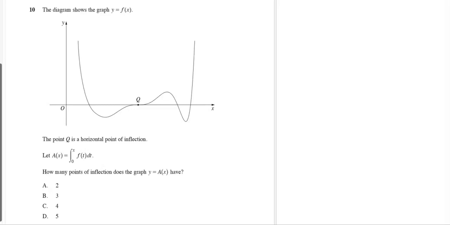The diagram shows the graph y equals f of x, as shown. We're told that the point Q is a horizontal point of inflection. Let A of x be the definite integral from 0 to x of f(t) dt. How many points of inflection does the graph y equals A of x have? Pause here to try yourself.